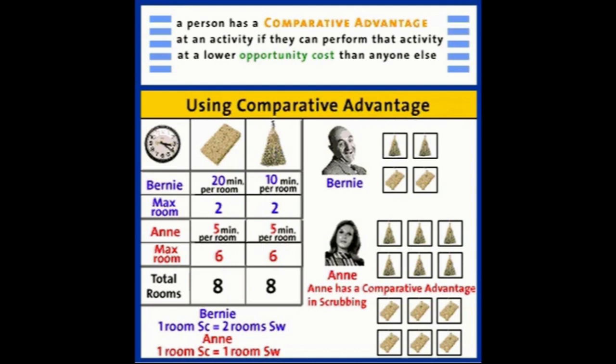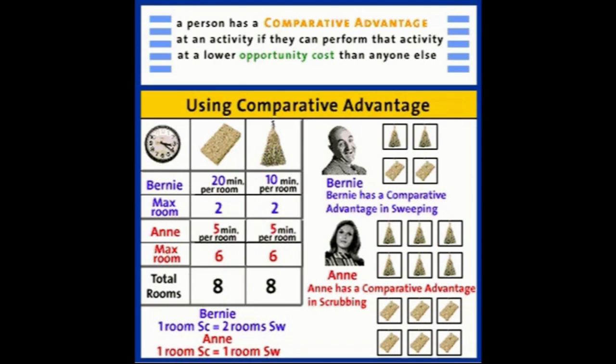Remember, when Bernie sweeps a room, he only gives up half a room worth of scrubbing. Anne gives up a whole room worth of scrubbing. So Bernie has a comparative advantage in sweeping, just as Anne has a comparative advantage in scrubbing. So let's have Bernie specialize according to his comparative advantage and see what happens.